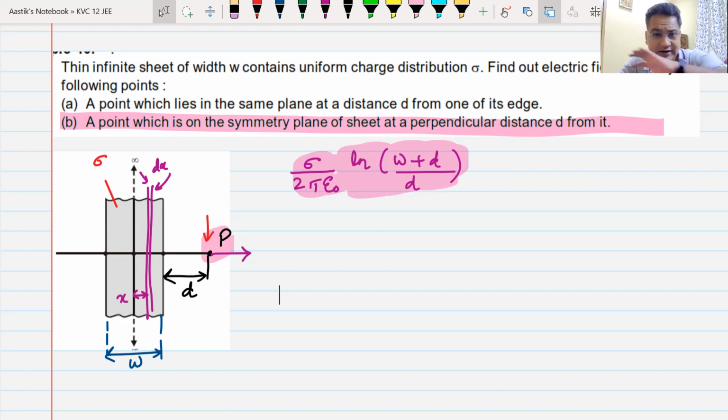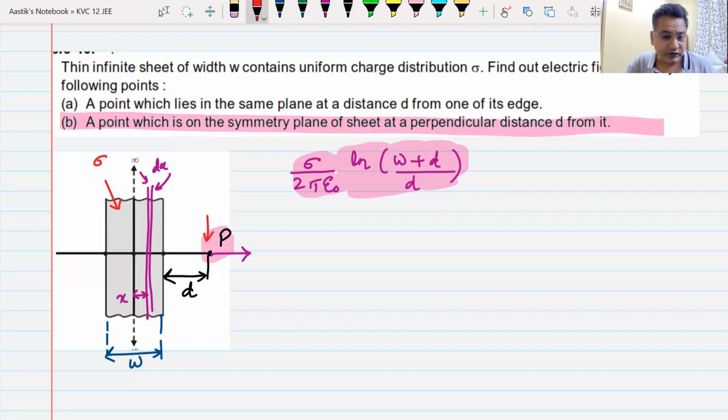You don't have to write the entire question, nothing. You just have to draw the diagram of the sheet, the surface charge density, charge per unit area of this sheet, is given as sigma. There is a point P, the width of the sheet is W, and the point P is at the distance D. You just have to draw the diagram and write the result. Nothing else you need to do. Completed, sir.